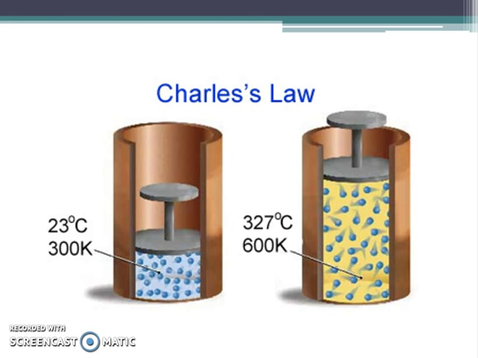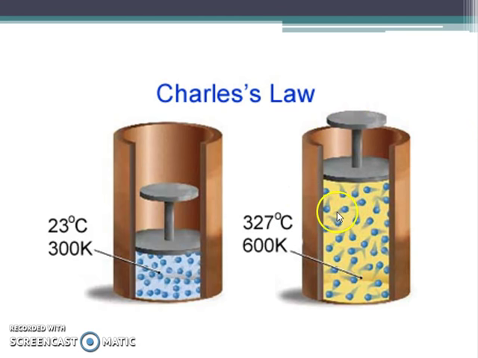Charles' Law, with this nice little picture here, shows you that if we have 300 degrees or 23 degrees Celsius, you can see that the temperature is lower, so the volume is lower. Those gases are kind of stuck together moving around. As we increase the temperature here, the volume gets bigger.